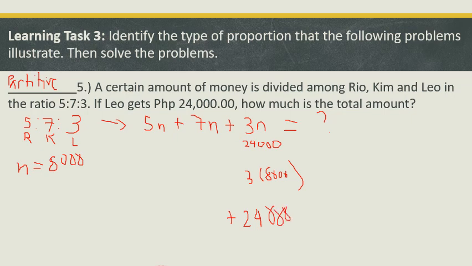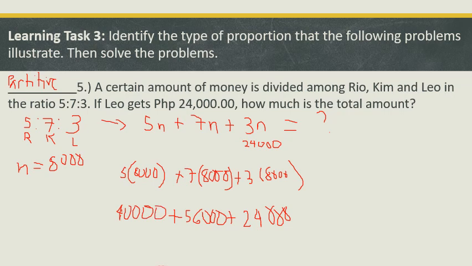Then, kung ang n natin is 8,000, so yung 7 natin, ito times din natin sa 8,000 kasi yun yung n. So, 7n. So, 7 times 8,000 is 56,000. And last, yung 5n natin, so ito ay magiging 5 times 8,000. So, 5 times 8,000 is 40,000.